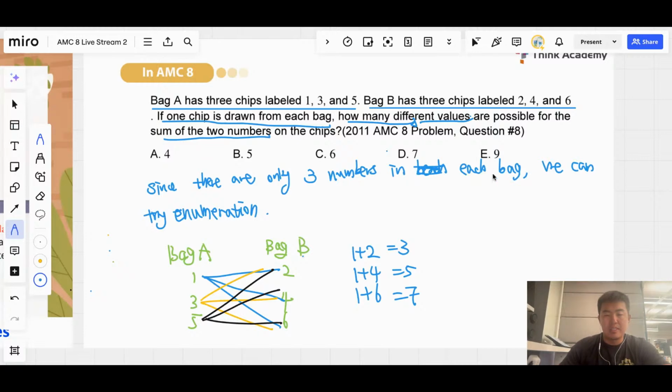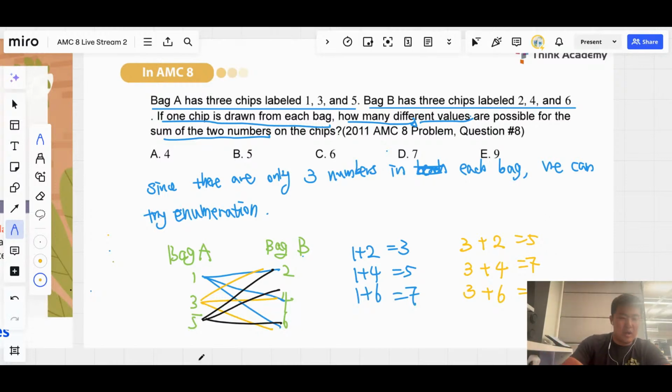So how about our second possibility? Our second case is that we get a 3 from bag A. So 3, 3, 3. And for bag B, it can be a 2, a 4, and finally a 6 is also possible. So we can get 5, 7, and 9. You see there are already some overlaps, 5 and 7 repeated twice, right? So now we have 3, 5, 7, 9, only counting the different values.